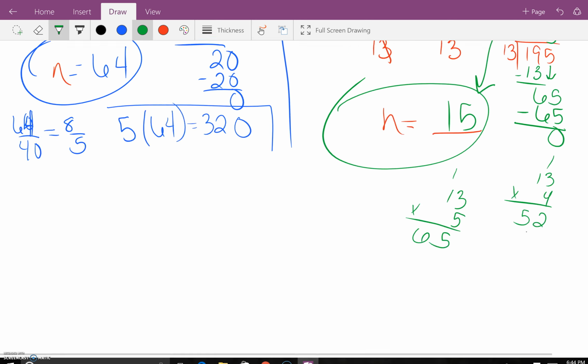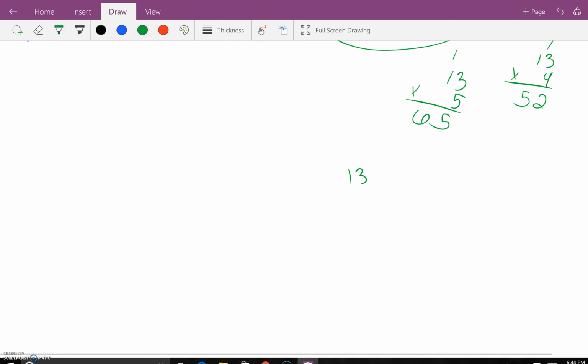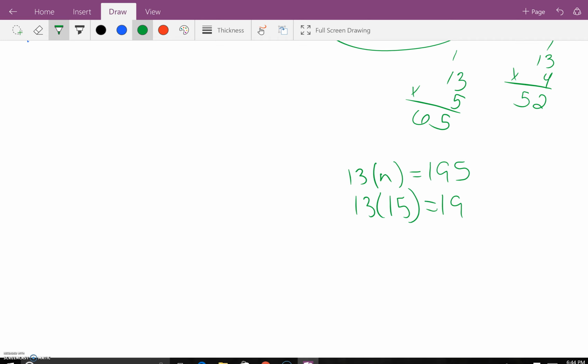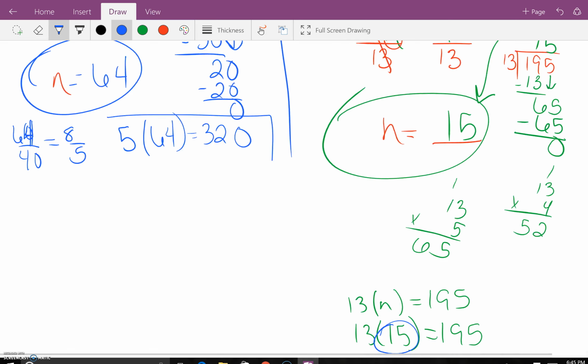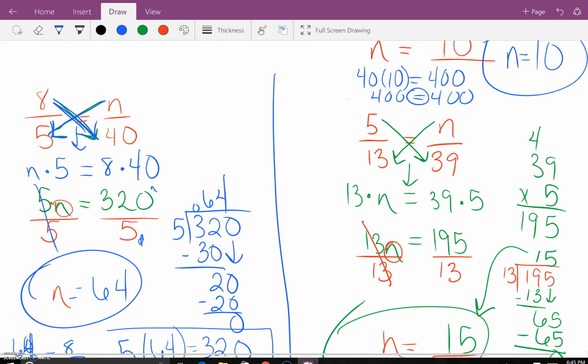So I can check it one of two ways. I can say 13 times n equals 195, which means 13 times 15 equals 195, and in this case they equal each other. So I know that my answer of 15 is correct, or I can set up my original equations.